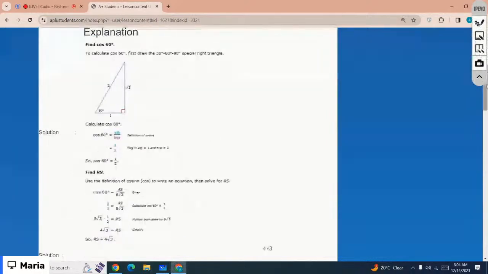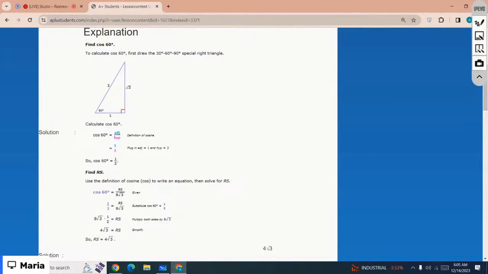Oh, you need to draw the special triangle, right? The special triangle for cos 60 is 1 over 2. You need to make a 30, 60, 90 triangle, that is 1 over 2 in cos 60. So now you have to find RS. Cos 60 equals 1 over 2 and RS divided by 8 square root 3. Just do cross multiplication, that will be 4 square root 3. You have to calculate the value using the special right triangle.